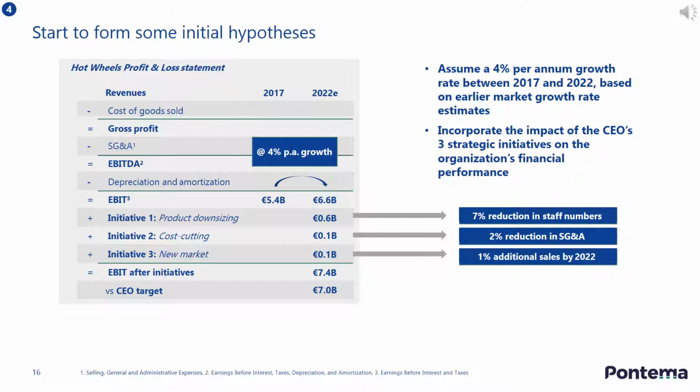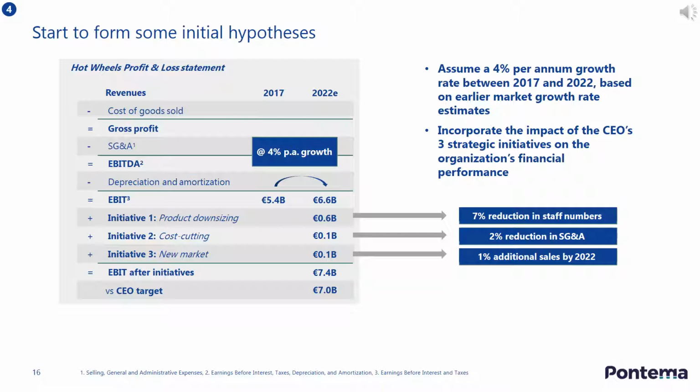After understanding your market, the last step in your business case preparation work is to form some initial hypotheses. For Hot Wheels, make some quick back-of-the-envelope calculations from the example P&L statement shown to help you form your initial hypotheses. If you assume a 4% per annum growth rate between 2017 and 2022 based on the earlier market growth rate estimates, and incorporate the impact of the CEO's 3 strategic initiatives, you can start to see if the €7 billion operating income target is feasible or not.